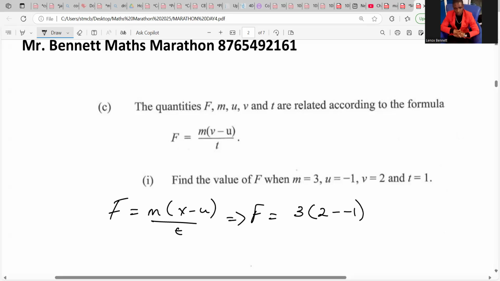Be careful with that, students. Sometimes students forget that U itself is -1, and of course over T, which is 1. All right, we simplify now. This is going to become a plus, so that's 2 plus 1, which is 3. And of course, dividing by 1 doesn't change anything. So that's the answer.